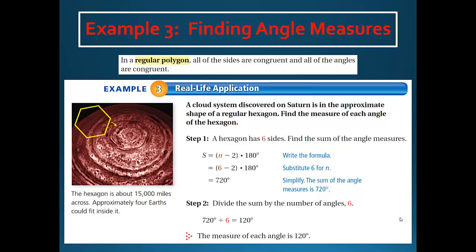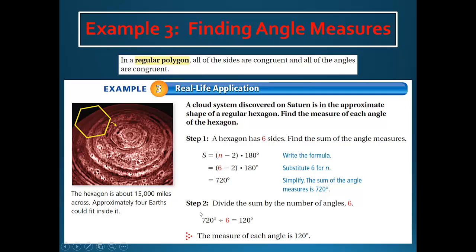So our first step, we figure out that a hexagon has 6 sides. Now we need to find the sum of the angle measures. So we're going to use our formula, S equals the quantity n minus 2 times 180 degrees. We'll substitute 6 in for n. So we have the quantity 6 minus 2 times 180, and 6 minus 2 equals 4, and 4 times 180 is 720. So the sum of the angle measures is 720 degrees.